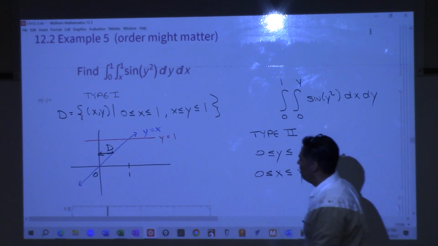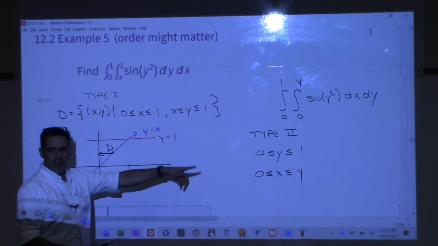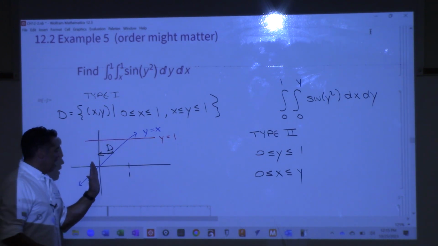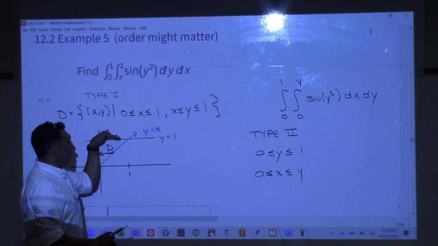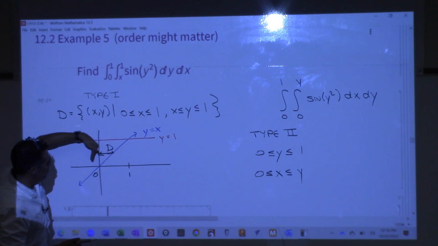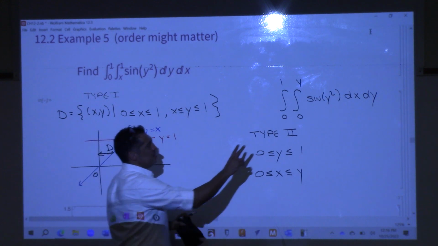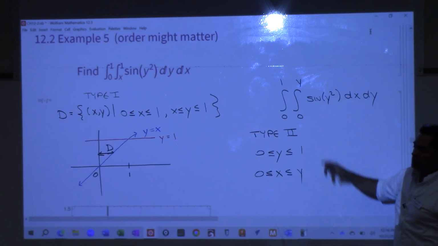Let's work through this. Any questions on how I switched from a type 1 to a type 2? Everyone see it in the picture? Type 1 is x between 0 and 1, and y between x and 1. But we looked at it the other way and said y is between 0 and 1, and x is between 0 and y. Doing it that way allows us to switch the order of integration, which allows us to attack that integral.